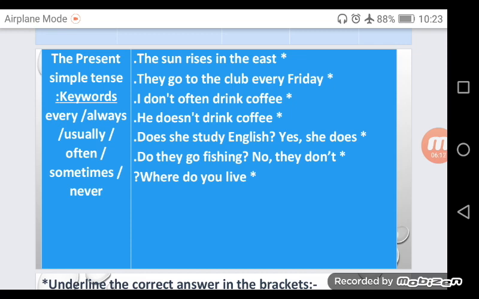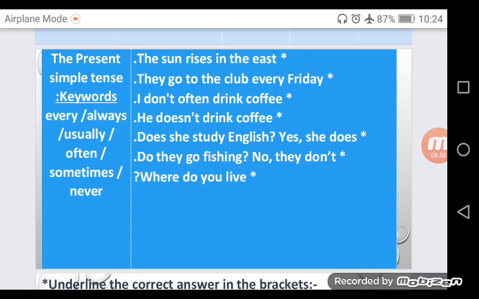Next, we have I don't often drink coffee. This sentence is in the negative form, and notice we have don't in front of the verb drink because the subject is I. But look at the next sentence. He doesn't drink coffee. Here we have doesn't before drink because the subject is he, singular. And notice that after don't, doesn't, we use infinitive without to.